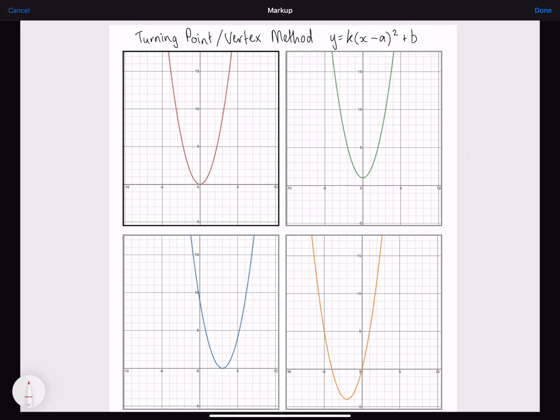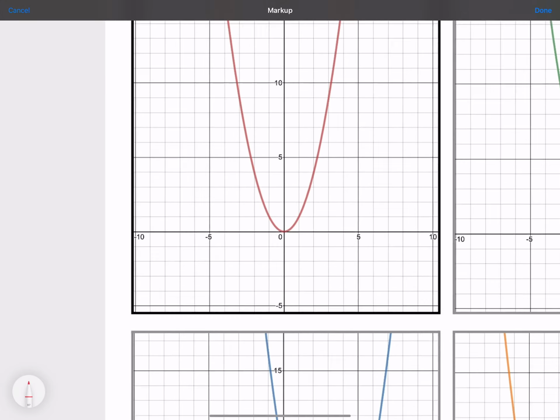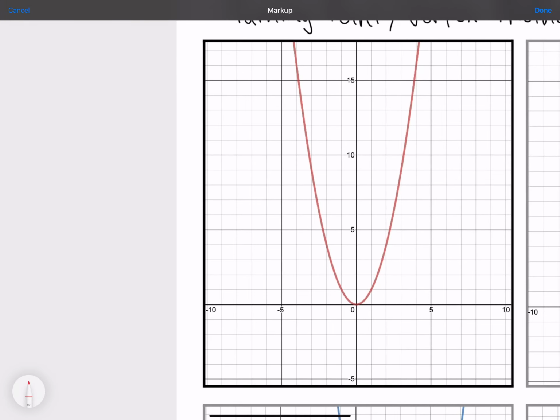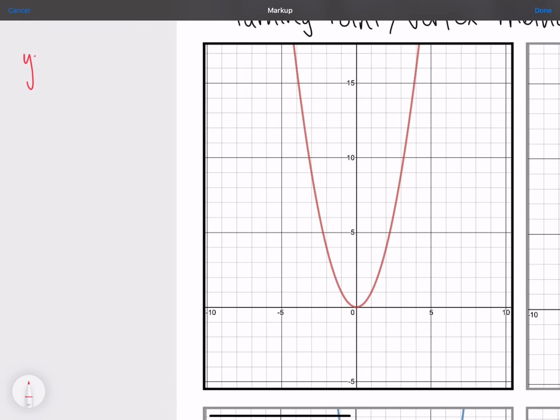Look at one of the formats that a quadratic or a parabola might come in, which is the turning point or the vertex format, and that would look something like y equals k(x minus a) squared plus b. So we're going to start off by looking at this first parabola here. This parabola is in the most basic format. It is y equals x squared.